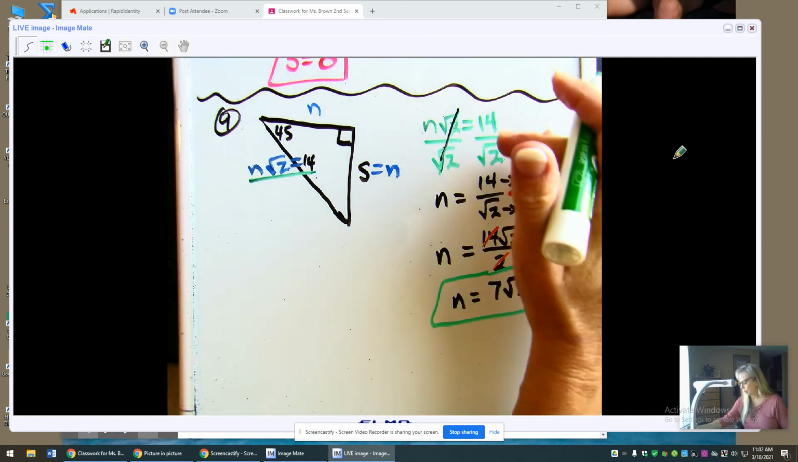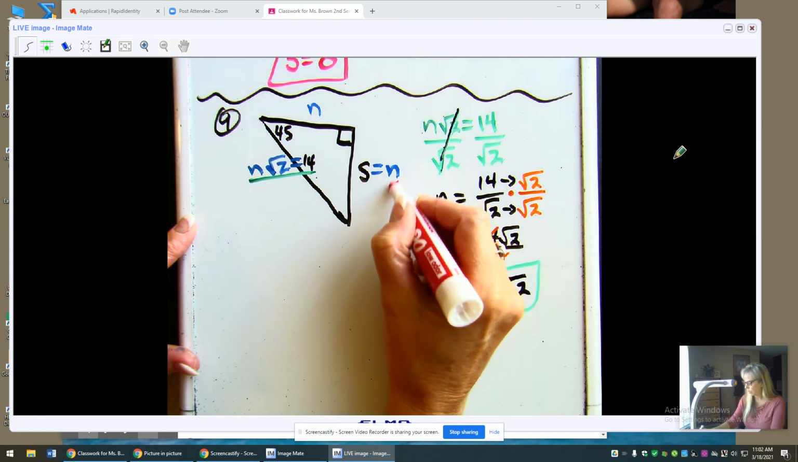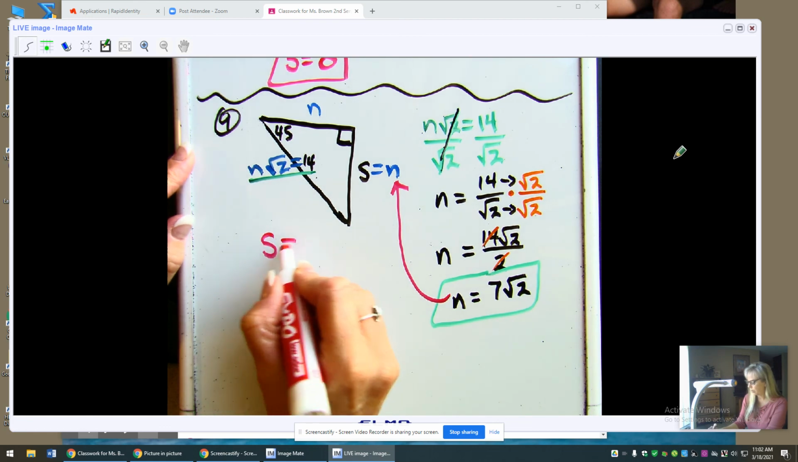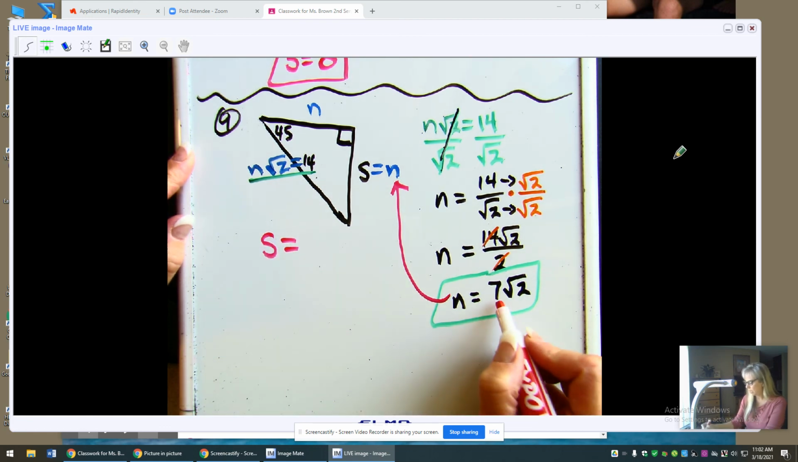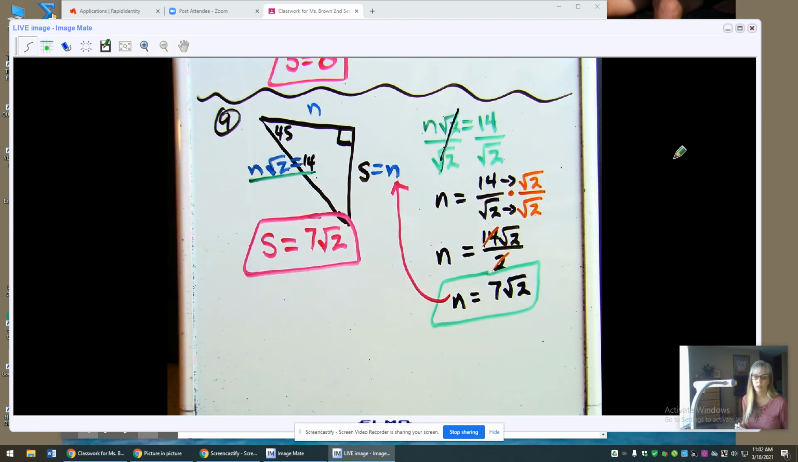So we really stepped things up a notch with this problem. We had a lot going on, a lot to deal with. But step 2 is done. Take that information, take the n value and plug it in. So s is equal to n. N is 7 times the square root of 2. And finally, we're done. So number 9 really stepped it up.